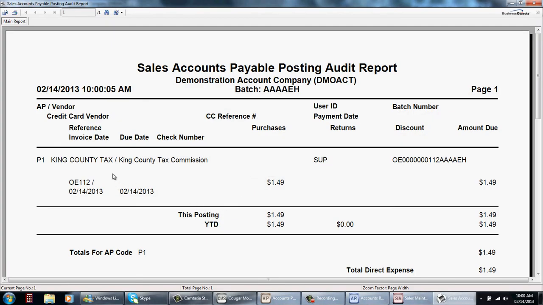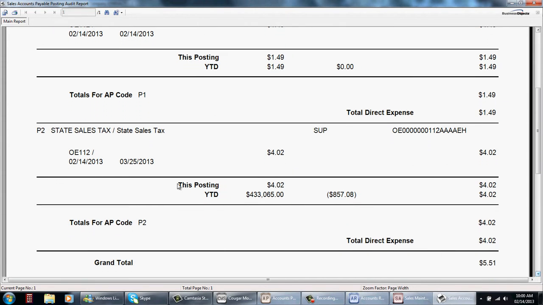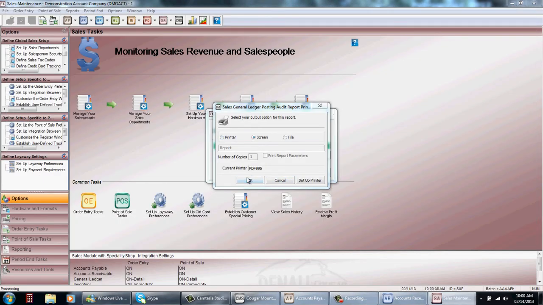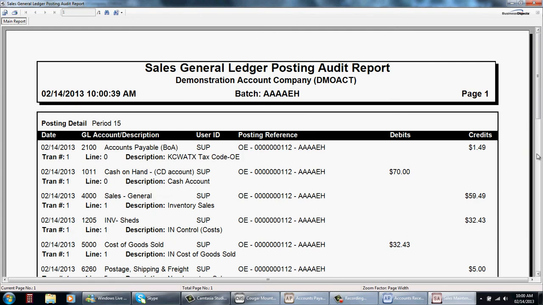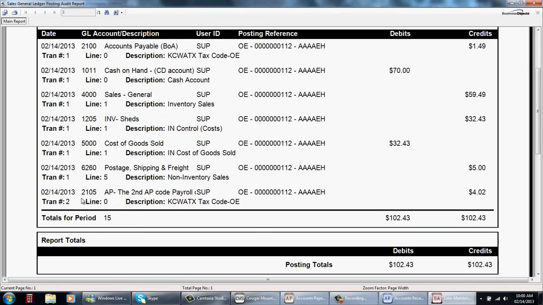Now in the accounts payable, King County tax came up with $1.49. Sales tax came up to be $4.02 for the state. So each one of these equals the $5.51 that we saw as our sales tax. And it also selects the breakdown of the $1.49 and the $4.02 in the right categories that you have as general ledger. Now, if you did not select the vendors and you chose just the general ledger numbers, this report would remain exactly the same. 2105, 2100 for the two different accounts.